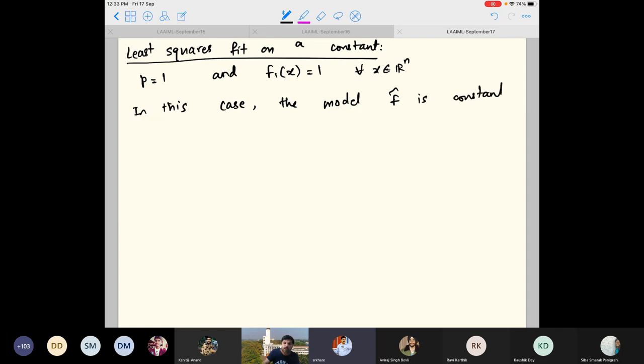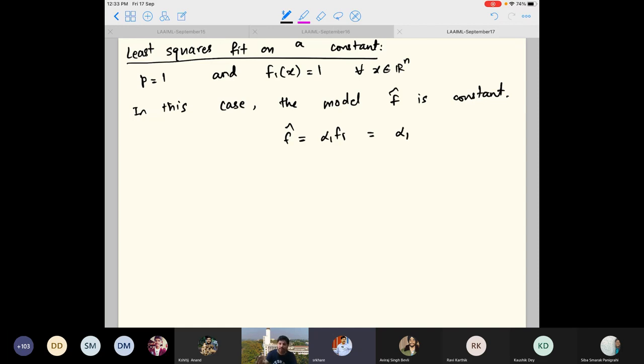Correct? In this case, the model f hat is constant because you have only one basis function. So what is f hat? Basically, f hat will be equal to alpha into f1, which is nothing but alpha into 1, right? So model f hat is actually equal to alpha, which is a constant. So what do we want to do? We want to compute this alpha, right?